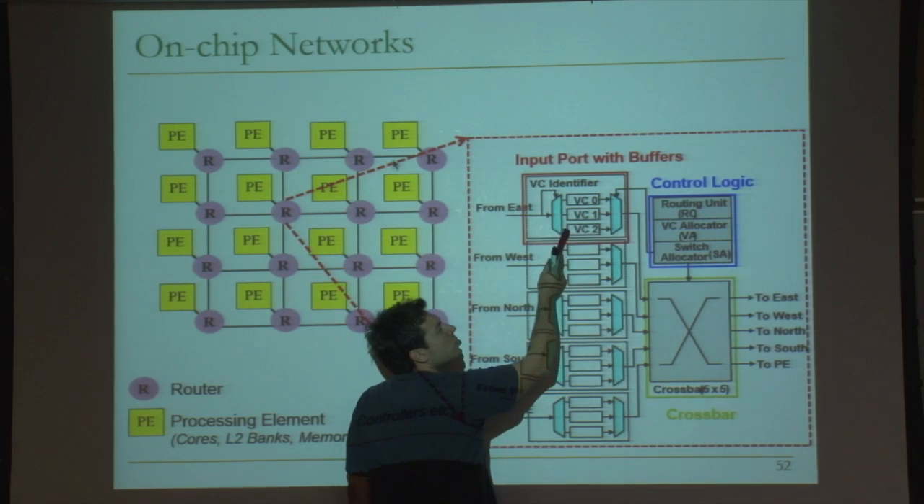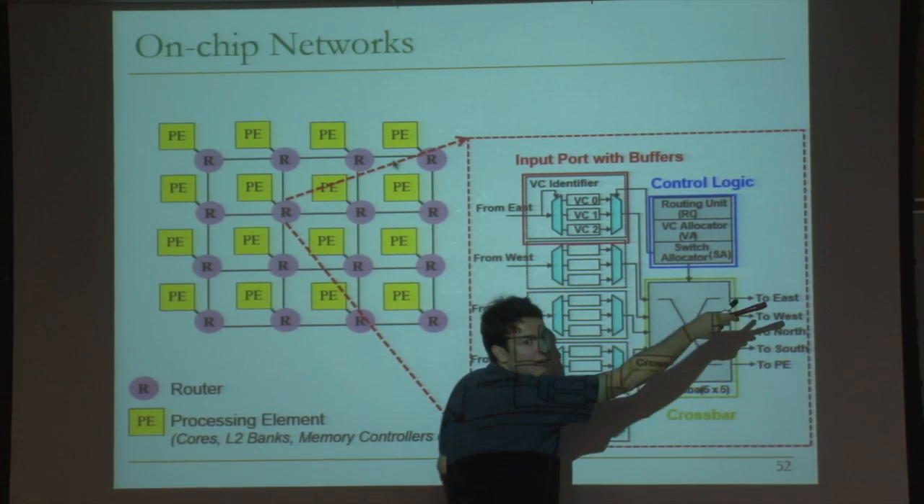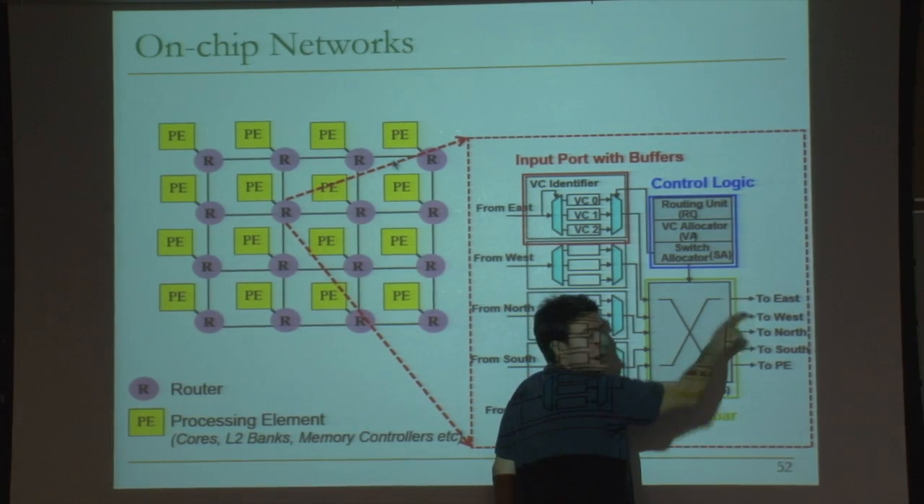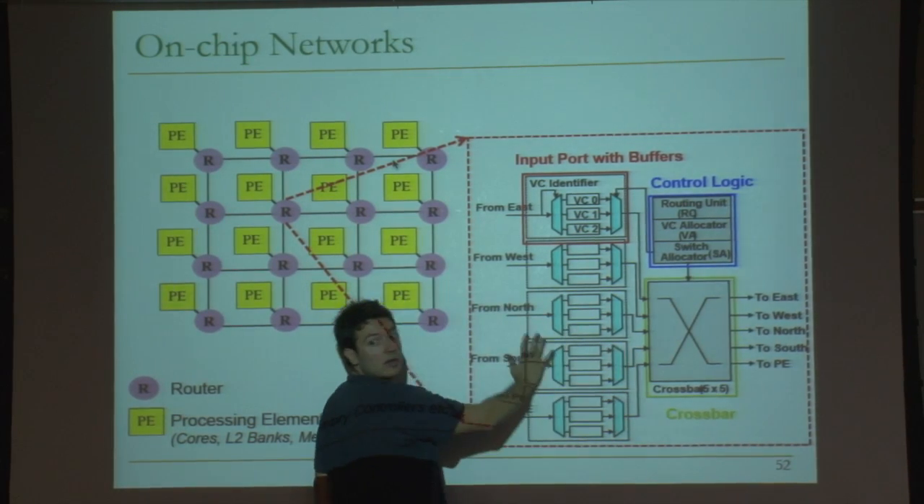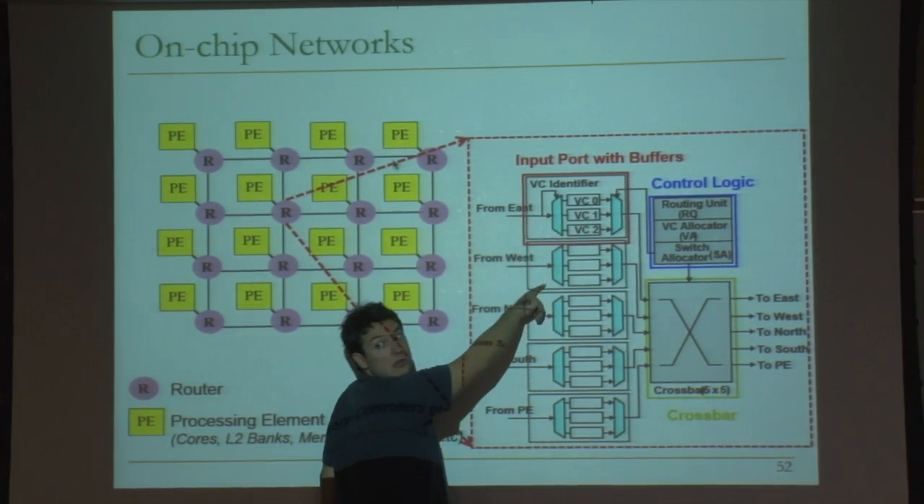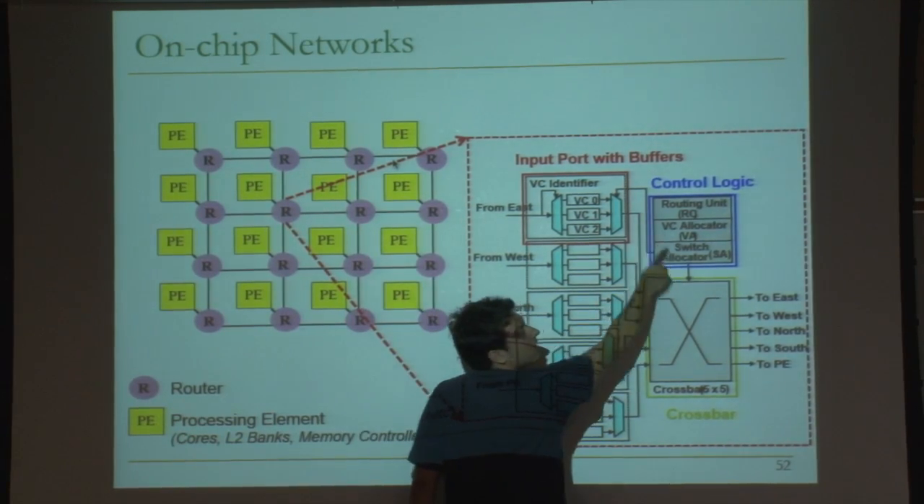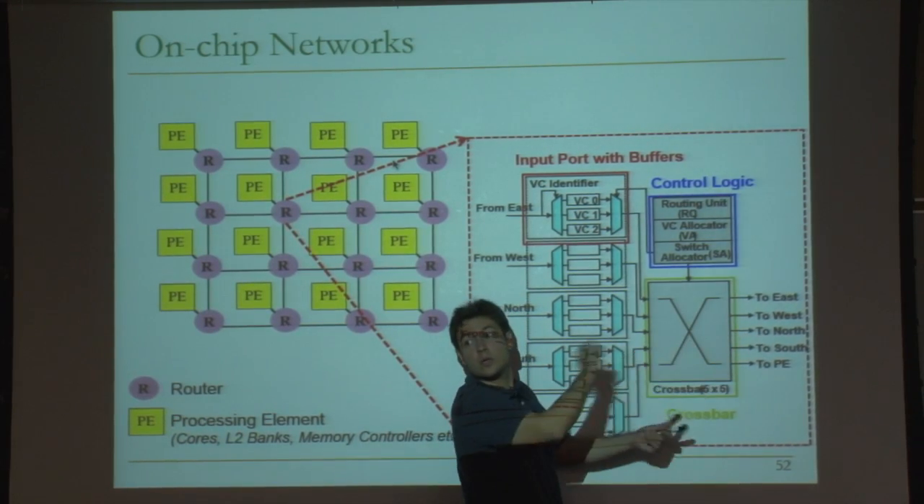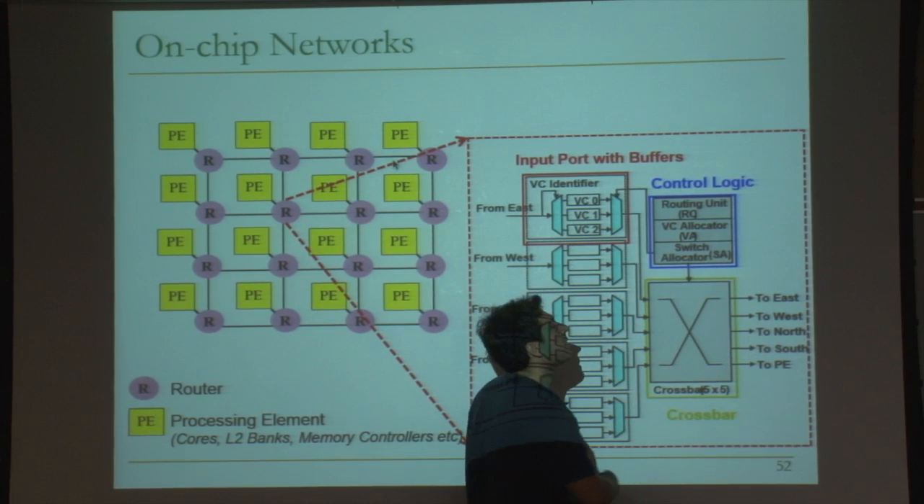Then I have my VC allocator. This means I have to choose which one of these buffers am I going to use in the next router. So if I send something through my west port, it's going to arrive at a similar unit like this. And when it comes in, this guy needs to know which VC to use. So this is the VC allocator. The VC allocator communicates with the next router to figure out which VC is available, or which one to pick.